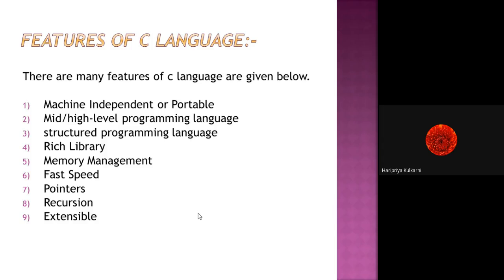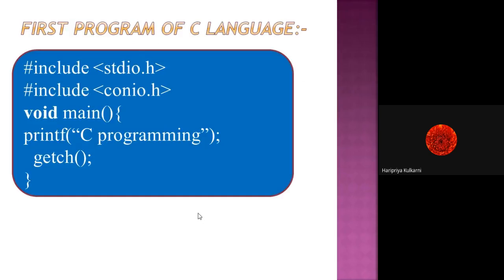And lastly, extensible. It is extendable, I mean, you can merge two, three programs together and extend the scope of a program. So these are some of the features of the C language. Now we'll see the first program.